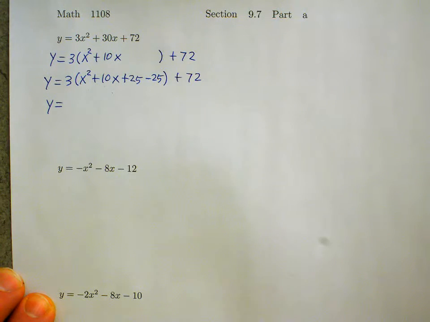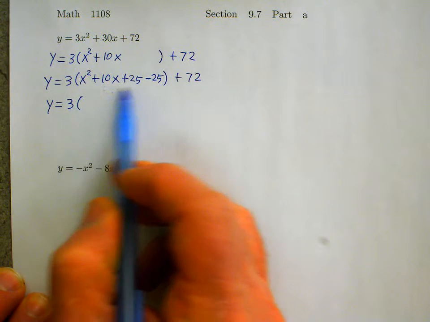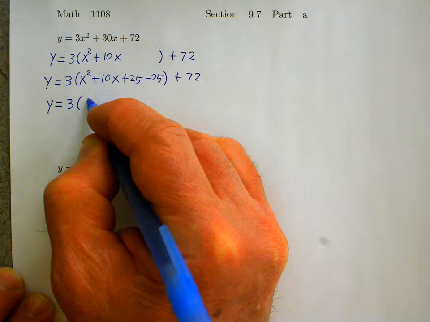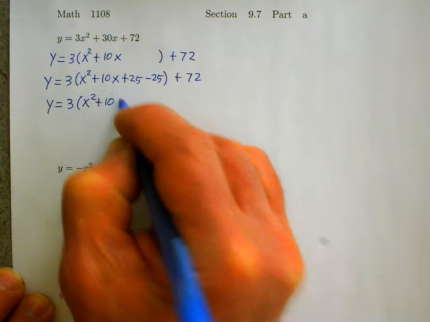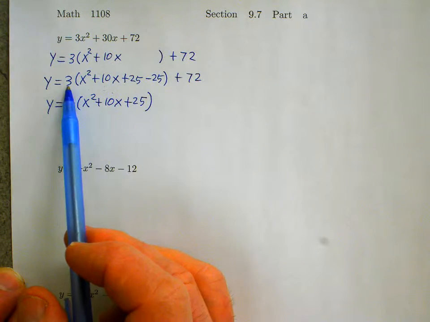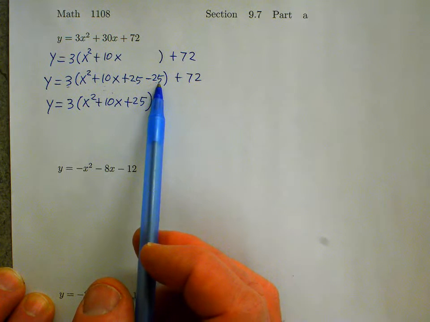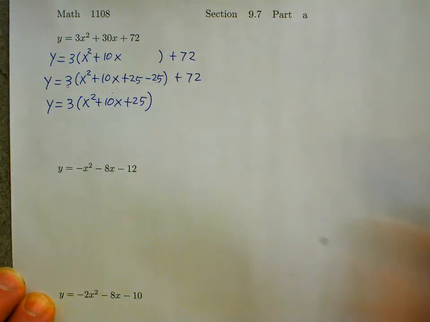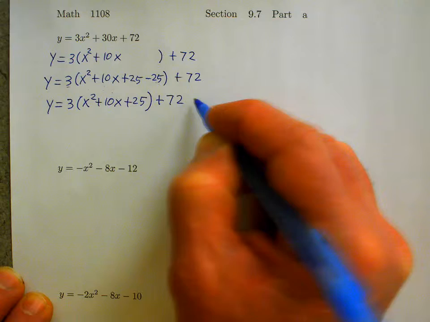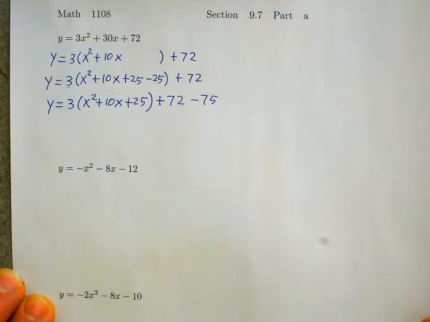Okay, in the next step, we're going to keep the perfect square trinomial on the inside of the parentheses. And so we'll get 3 times the quantity x squared plus 10x plus 25. But then we apply the distributive property to the fourth term up here. 3 times negative 25 is negative 75. So that means on the outside of the parentheses, we put a minus 75 together with the plus 72 that's already on the outside.